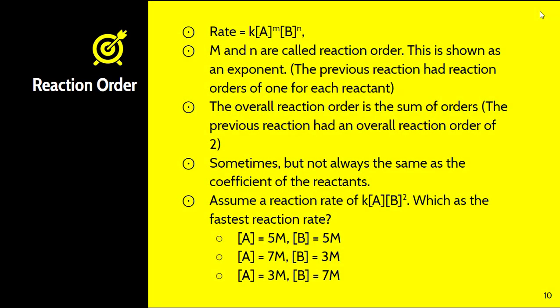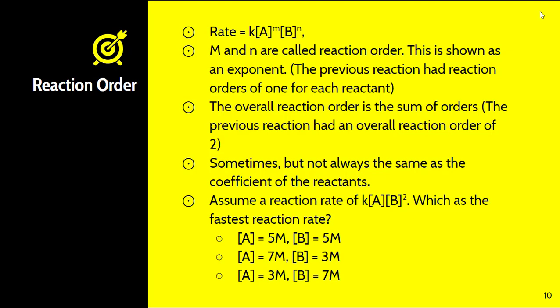So again, up here at the top, we look at the generalized formula for the reaction rate. Now, M and N are called reaction order, and this is shown as an exponent. So the previous reaction had reaction orders of 1 for each reactant. So the reaction order itself tells you a little bit of information about what's going to happen to the reaction rate when it changes the concentration.